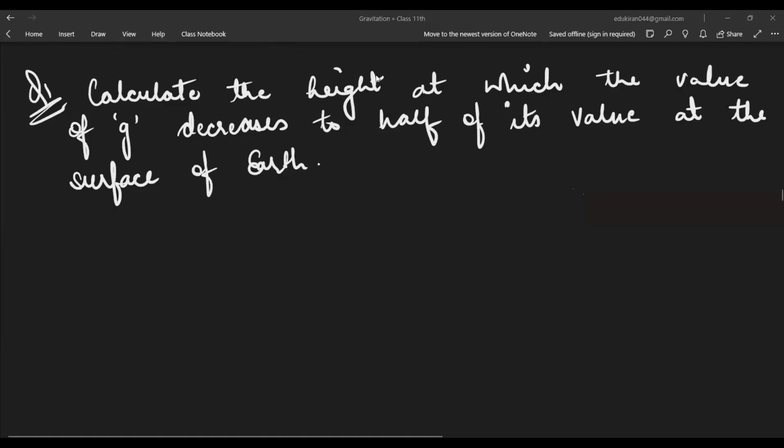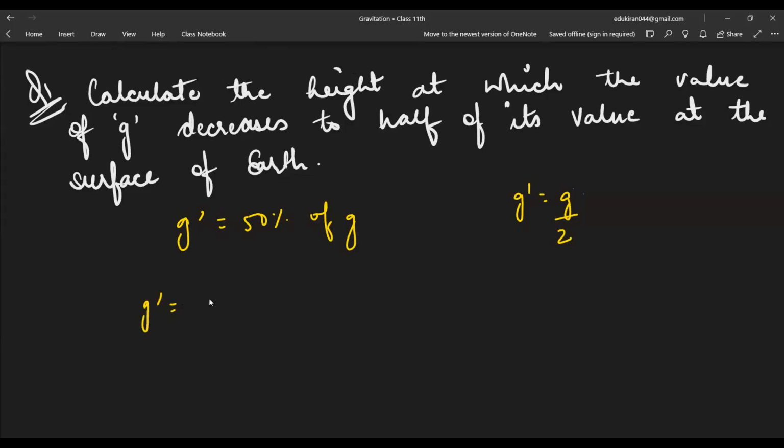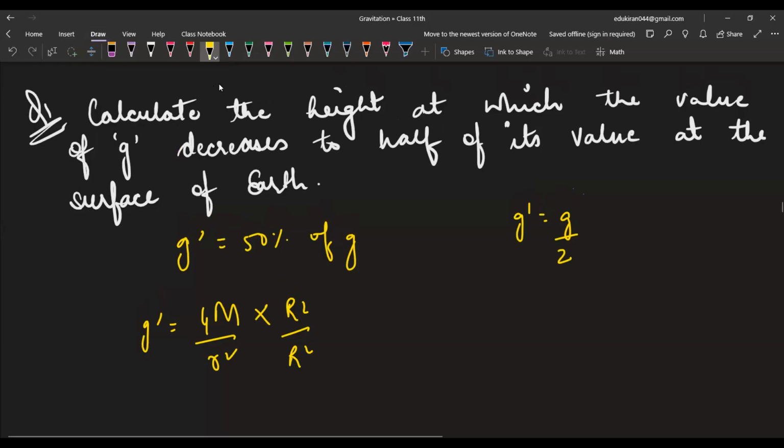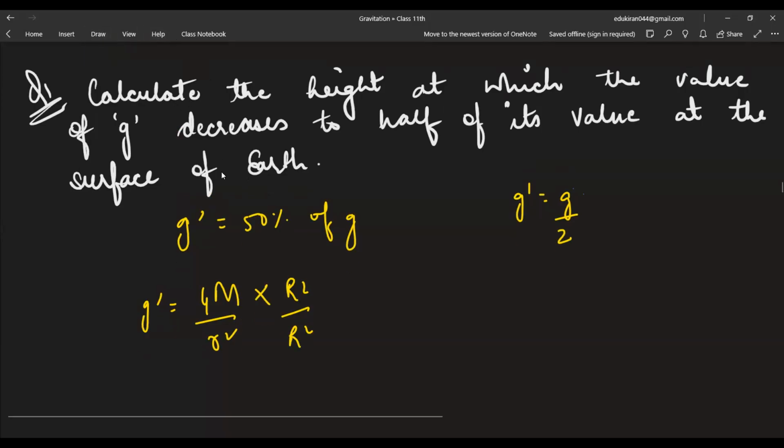See, it says calculate the height at which the value of g decreases to half of its value at the surface of Earth. Means g dash now becomes 50% of g, or g dash is simply g by 2. So g dash is GM by r square. Let's multiply and divide it by R square. Why am I doing this? Because otherwise there is no way to get our g back. That's why now at least I can have small g.